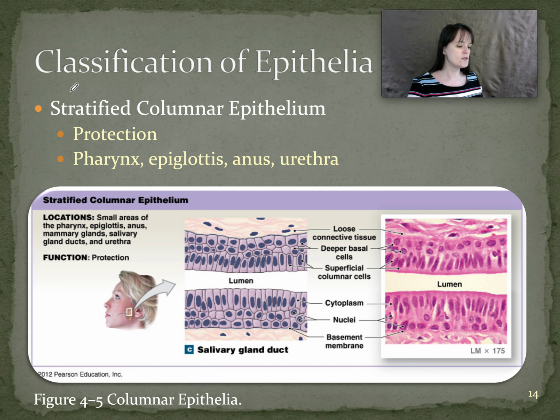Okay, and then we have stratified columnar epithelium, also a wrong answer on the lab test. It could be a correct answer on the lecture test, but not lab. And the only function here is protection. This is found in the pharynx, which is the back of the throat, the epiglottis, which is the little flap that keeps your food and water from going into your lungs, the anus, which is where you poop, and the urethra, which is where you pee. And these are rare, so only found in these locations.